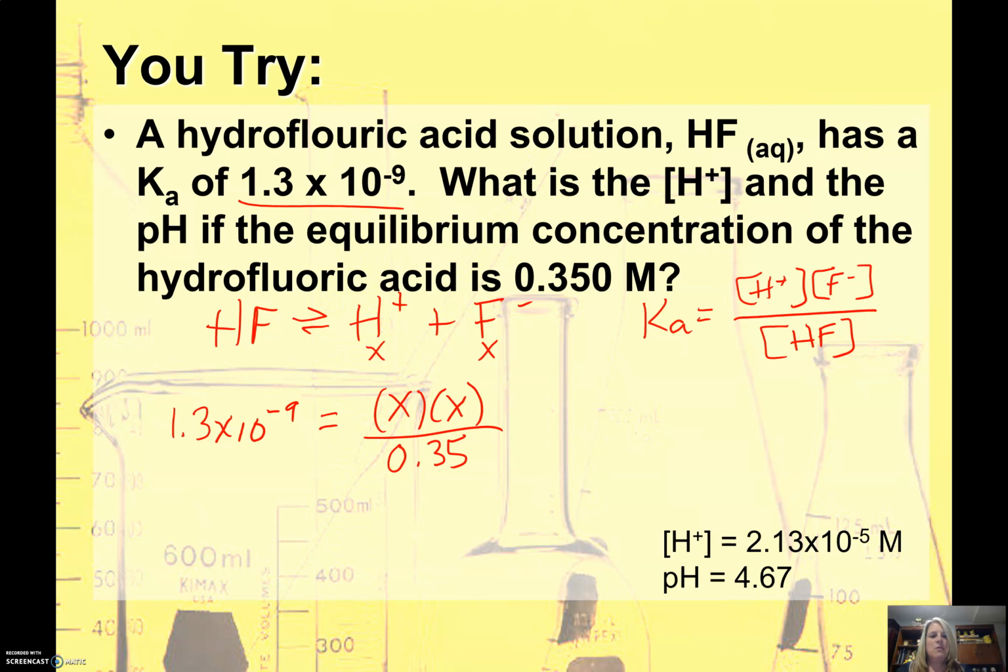Now, you just do the math, right? When you do the math, you should get that X is equal to 2.13 times 10 to the negative fifth. And then remember, to get the pH, you just take the negative log of the value of your X. So you just take negative log of 2.13 times 10 to the negative fifth, and you should get a pH of 4.6. How'd you do?